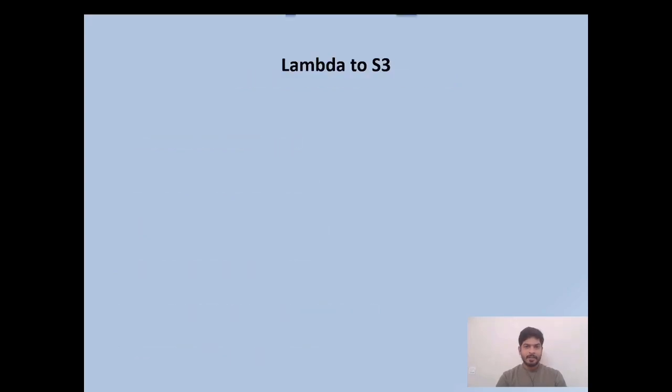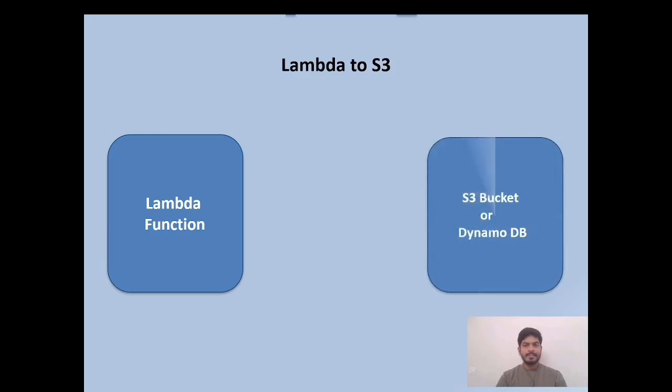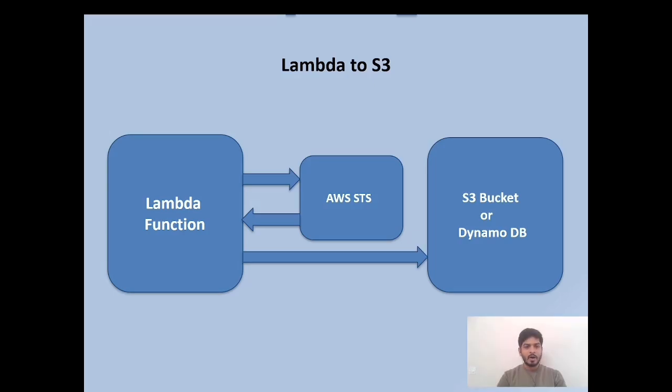Now, let's understand this using a diagram. So, we have a Lambda function which wants to access AWS resources like an S3 bucket or DynamoDB. How does the Lambda function get this access? When the Lambda function is triggered, AWS assigns an execution role to it. Using that execution role, AWS calls STS AssumeRole. STS then provides temporary credentials to the Lambda function. When the Lambda function calls an S3 bucket or DynamoDB, AWS evaluates the role's permission policy. This is how a Lambda function gets access to AWS resources.